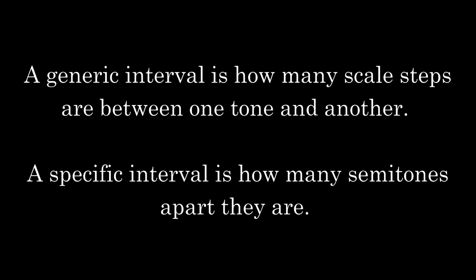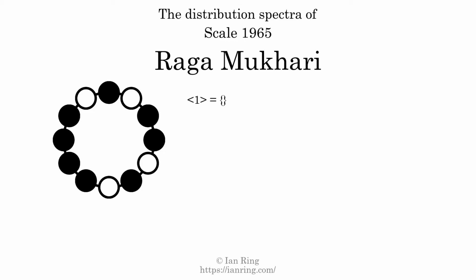A specific interval is how many semitones apart they are. The generic interval of one scale step comes in two different specific interval sizes, 1 semitone and 2 semitones. The spectrum width of this generic interval is the highest, 2, minus the lowest, 1, which equals 1. The generic interval of two scale steps comes in three different specific interval sizes, 2 semitones, 3 semitones, and 4 semitones. The spectrum width of this generic interval is 2.